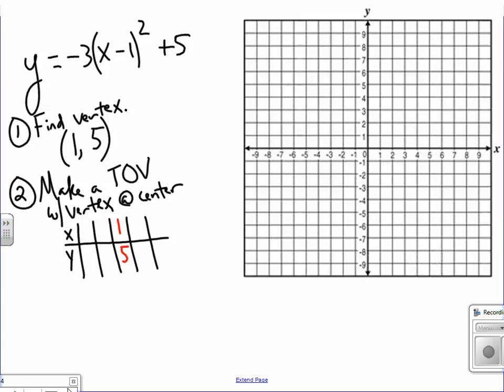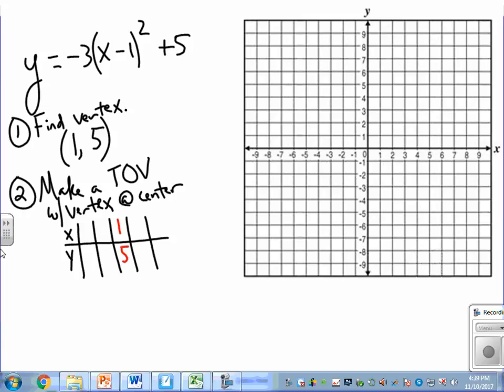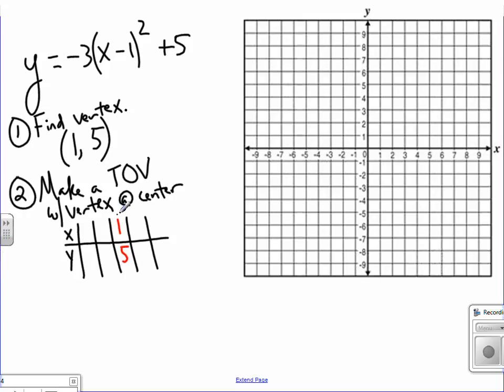Now to get some more x's, going to the right of 1, do you remember what we're going to add? We're going to add 1, right? You could add 2, you could add 3, but why would you do that? Why would you make things harder for yourself? 1 is going to be the easiest number to use. It's going to keep our numbers reasonably small.